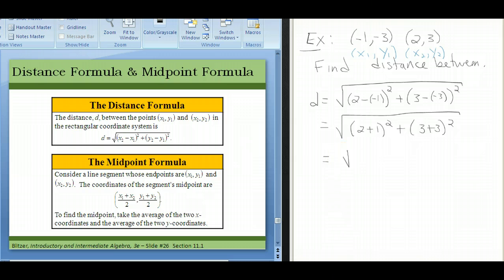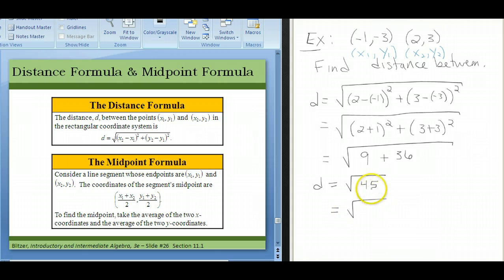And so now this is really what? Square root of 2 plus 1 squared, which is 9, because it's 3 squared, plus 3 plus 3 is 6, and 6 squared is 36. Make sure I did that right. 2 plus 1 is 3, 3 squared is 9, 3 plus 3 is 6, 6 squared is 36. So this is the square root of 45. And that's our distance. Notice that is not a simplified radical, so let's try simplifying that radical.